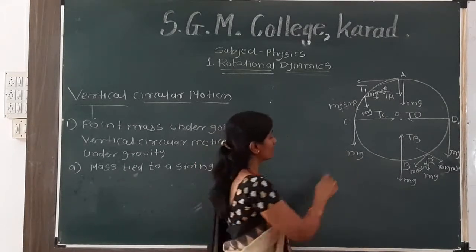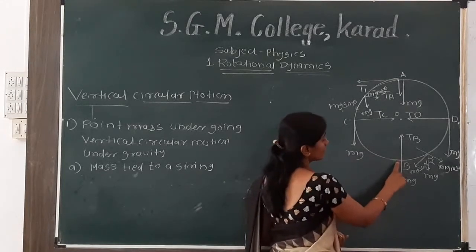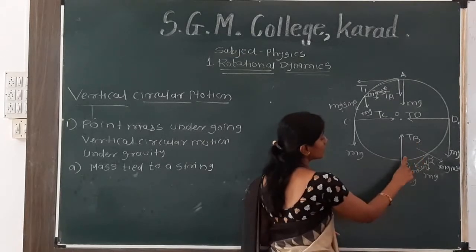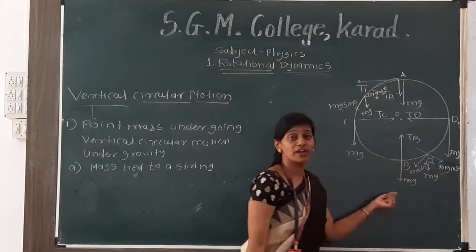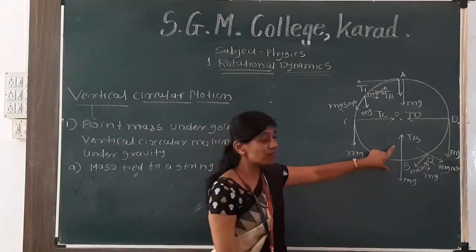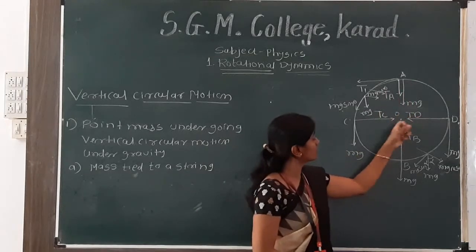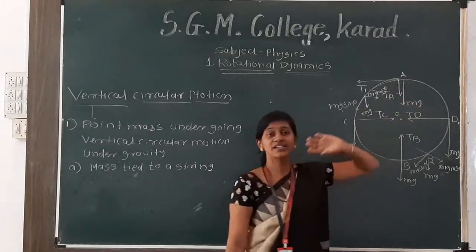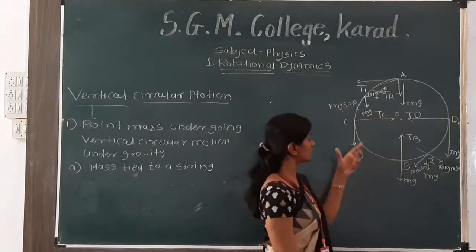Now see, B is the lowermost position of the bob. At B, the tension is denoted by TB. That tension is directed toward the center and mg is directed vertically downward. They are opposite to each other. So in this case, the resultant of the two forces is the centripetal force, and that centripetal force helps the vertical circular motion.